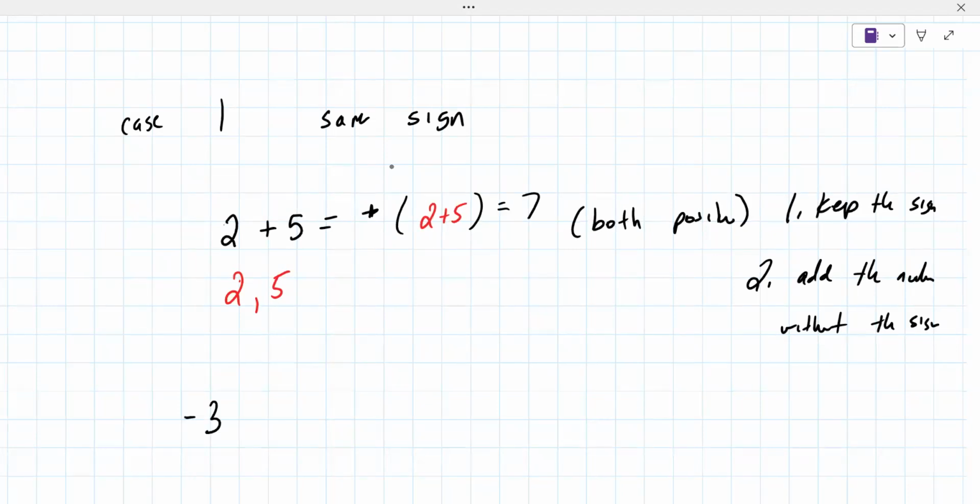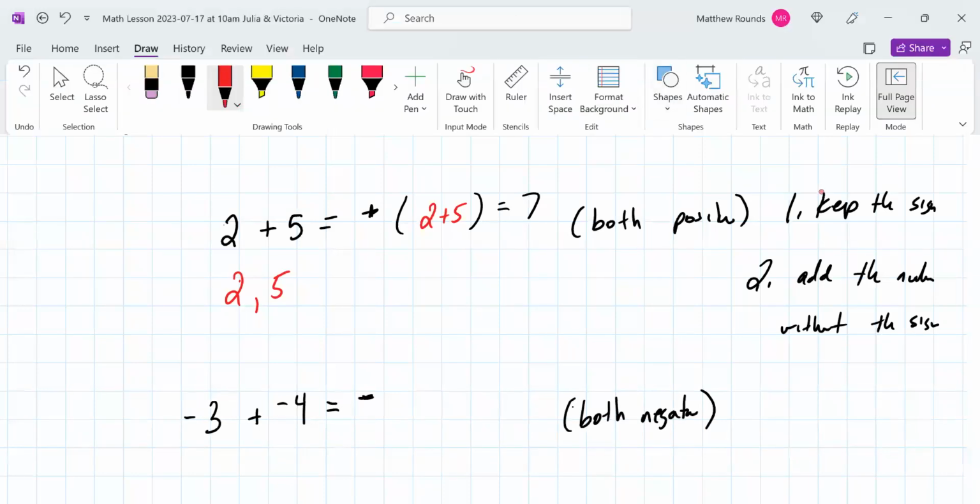Let's talk about -3 plus -4. Are these same sign? Are these both positive or both negative? Both negative. They're both negative. So when they're both positive or both negative, you first keep the sign. So you know that your answer is negative. The next thing you do here is you add the numbers without the sign.